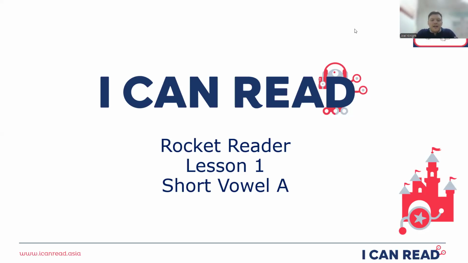Okay, this is going to be a quick overview of what a standard Rocket Reader lesson looks like, how to interact with the lesson, and just generally what the template will look like for each lesson. So this is lesson one. Lesson one will focus on the short vowel A sounds. Within our program, the short vowel A is represented in our system as a red A.